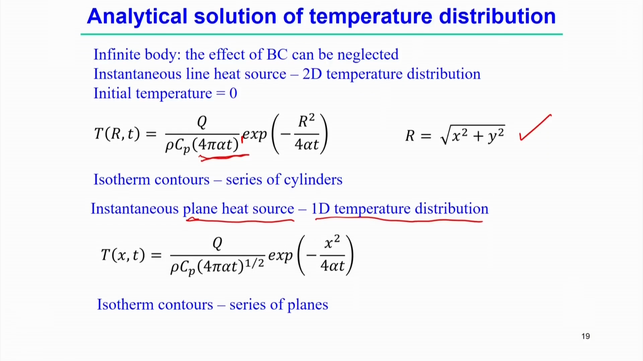Then when we apply the line heat source, we can estimate the 2-dimensional temperature distribution. But when we assume the plane heat source, that means heat is released over a defined plane. So, in this case we will be able to estimate the temperature distribution in the 1-dimensional case.